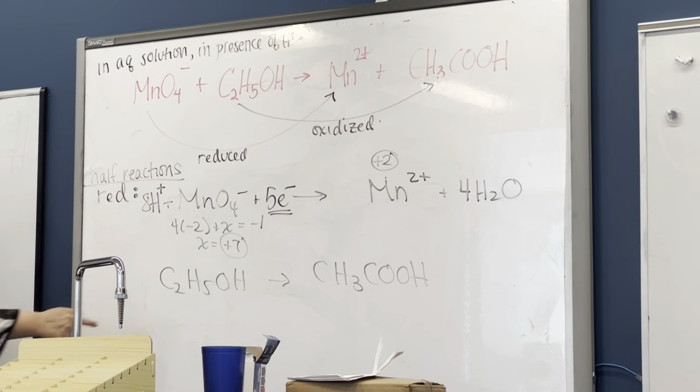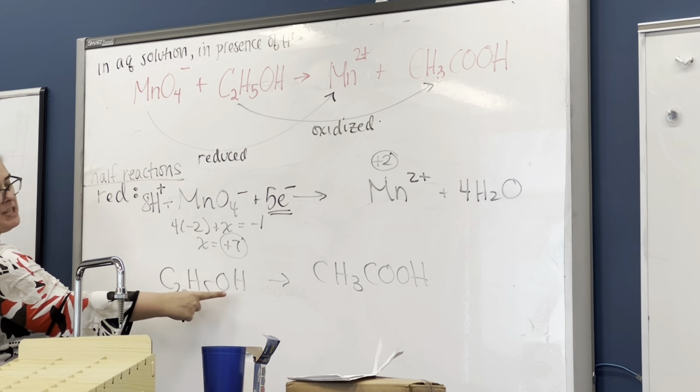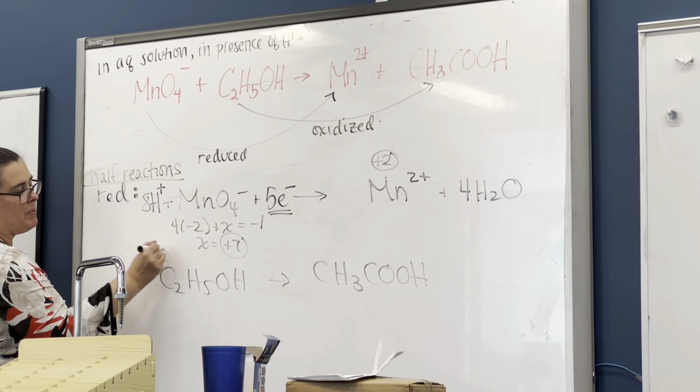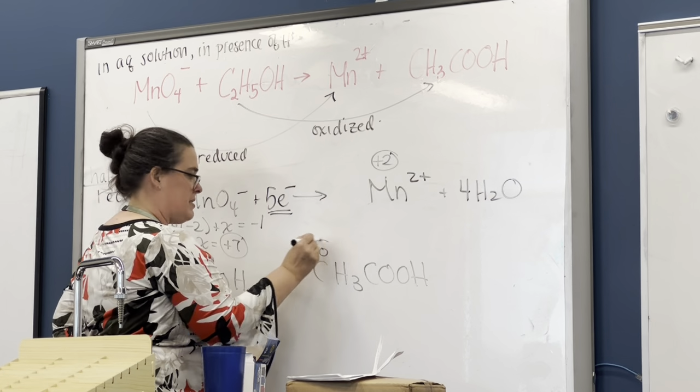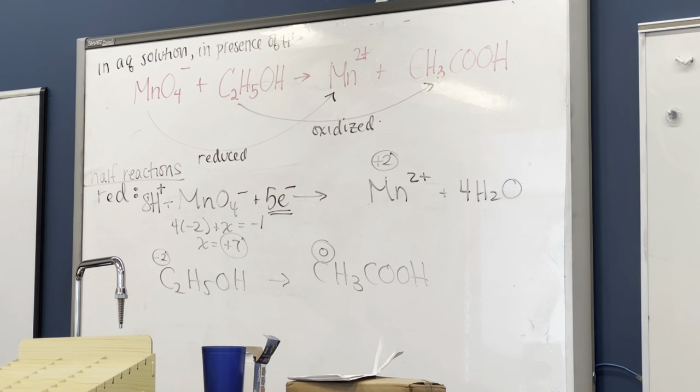Thank God we did this earlier. This is +6 and -2, so that's +4. So this carbon was -2 on average. This is +4 and -4. This carbon is 0 on average.